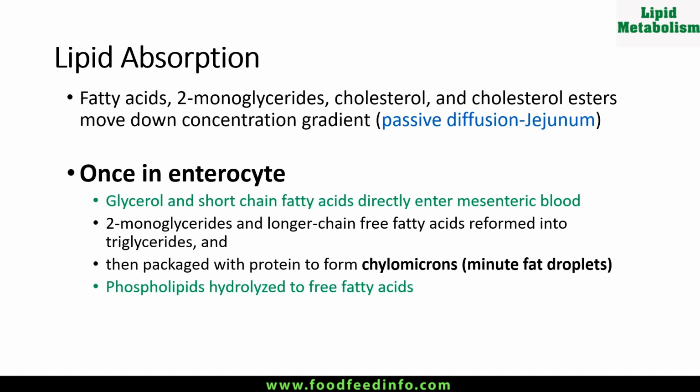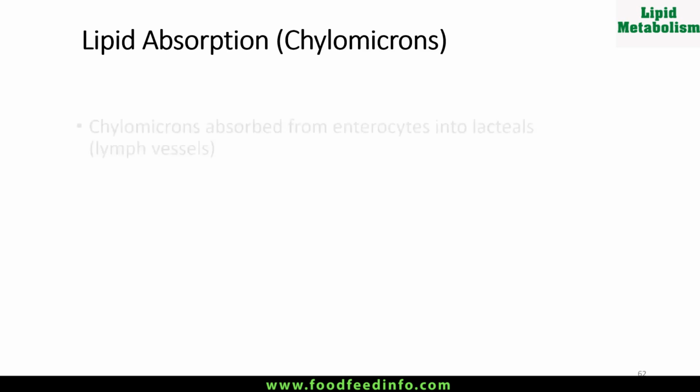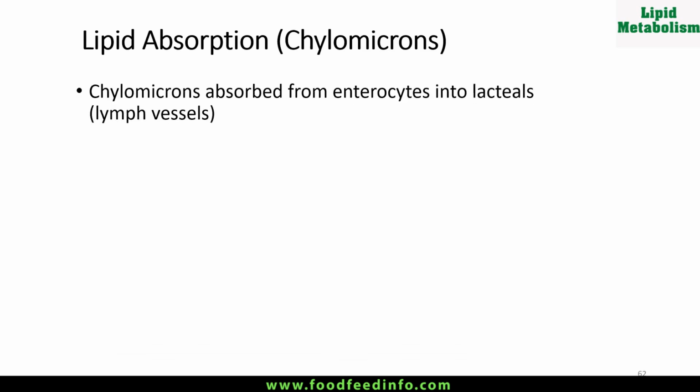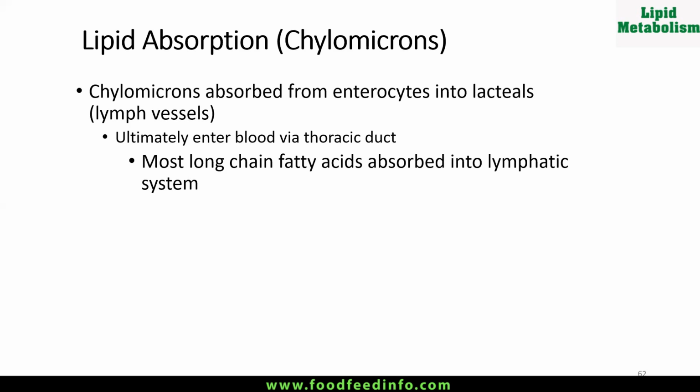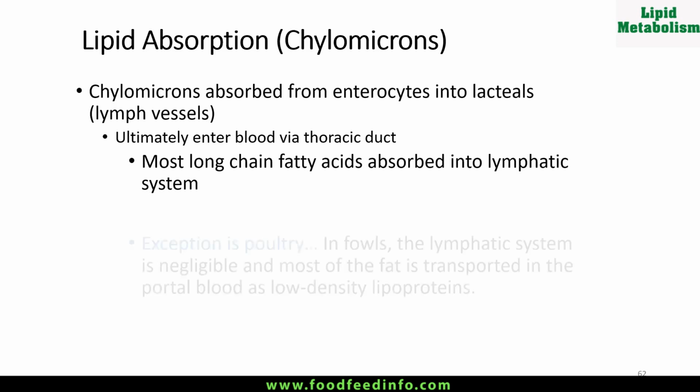They are also known as minute fat droplets. The phospholipids are hydrolyzed to free fatty acids through phospholipases, and those free fatty acids are then absorbed. So chylomicrons are absorbed from the enterocyte into the lymphatic system or lacteals, and they ultimately enter into the blood via the thoracic duct. Most long chain fatty acids are absorbed into the lymphatic system, whereas the short chain fatty acids follow the blood, or they directly enter into the mesenteric blood.